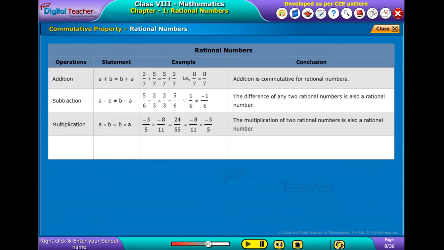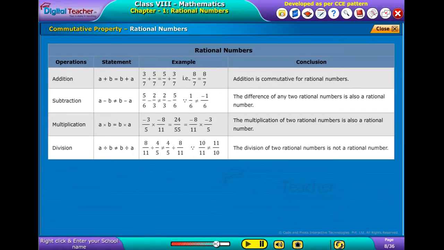Under division, it states that the change in the order of two rational numbers changes the result when divided. For example, 8 by 11 when divided with 4 by 5 is not equal to 4 by 5 when divided with 8 by 11. It concludes that the division of two rational numbers is not a rational number.